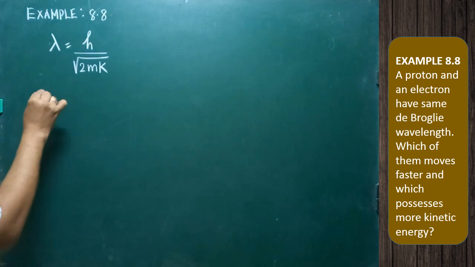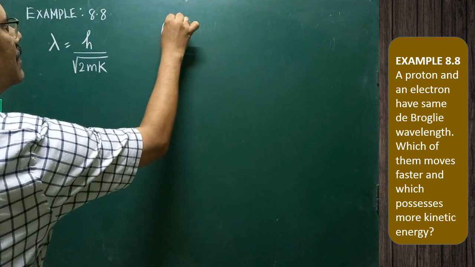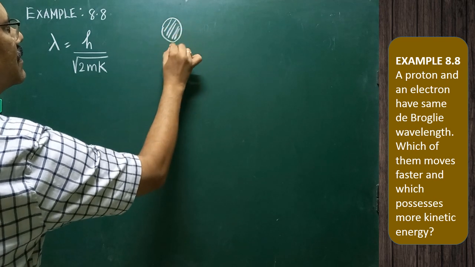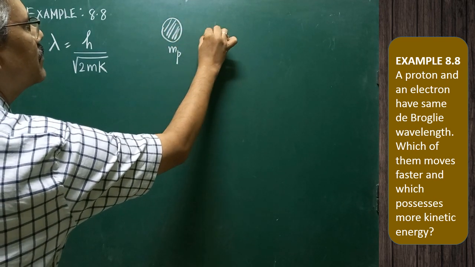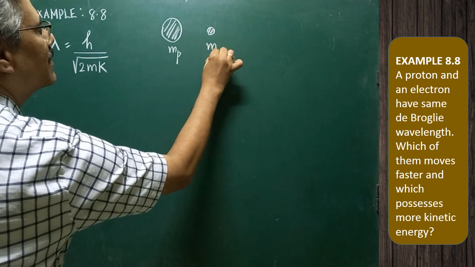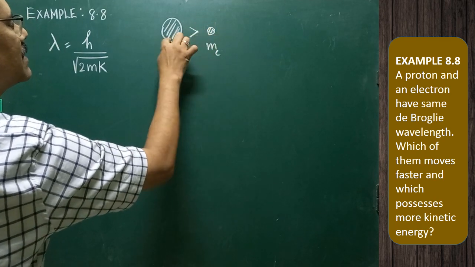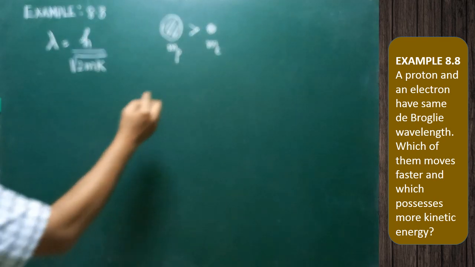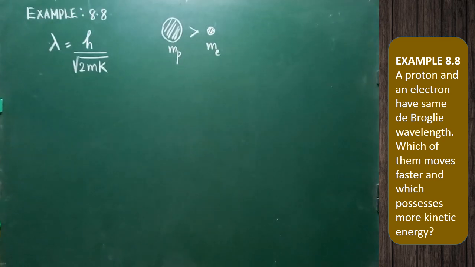Now two things are taken. One is the proton. Compared to the mass of the proton, the mass of the electron is less. So the mass of the electron is less, therefore we can write: mass of the proton is greater than mass of the electron. By drawing the diagram, you can easily understand.